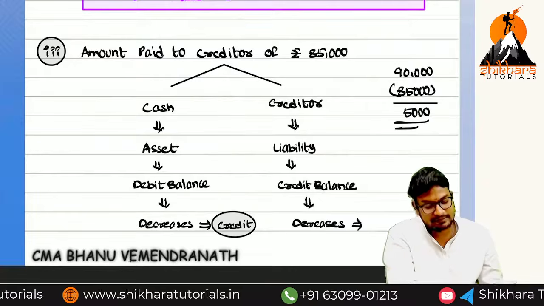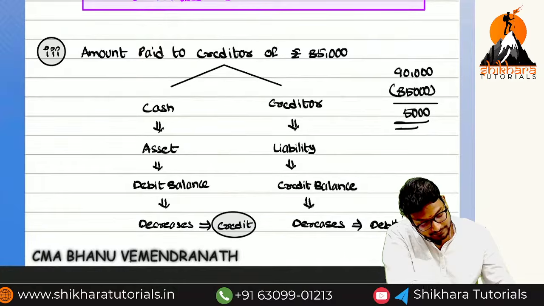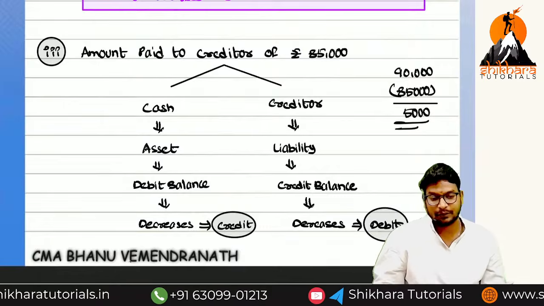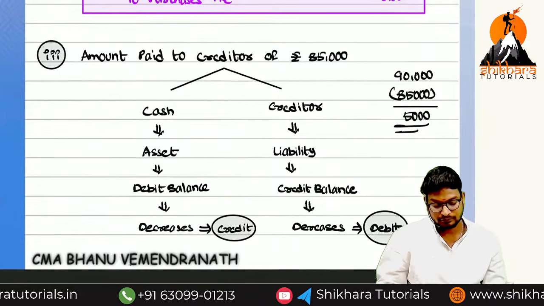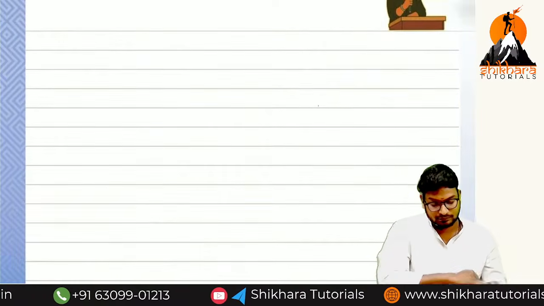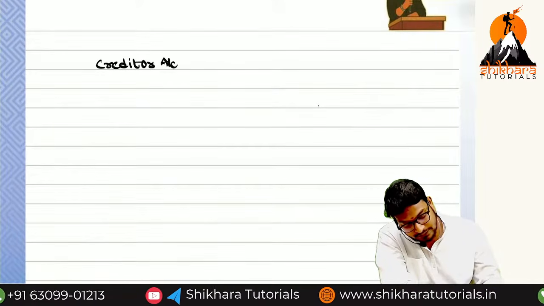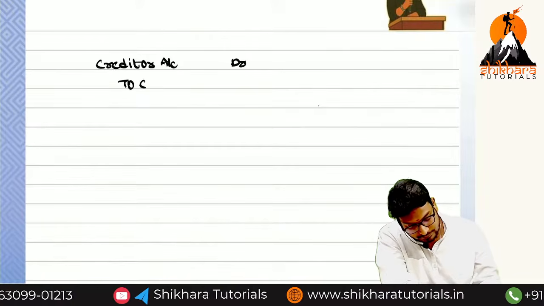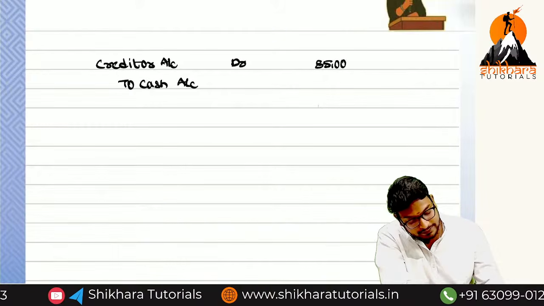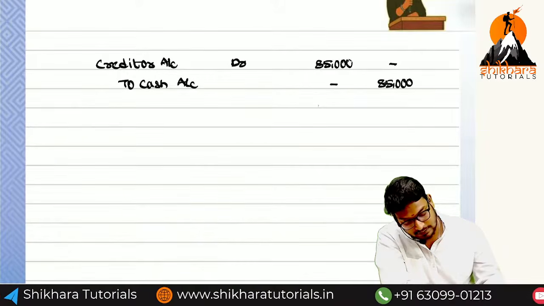If the credit balance decreases, is it the same side as credit or opposite? Opposite. What do we need to do? Debit. Can you see the entry? Creditor account debited to cash account. Completed? So creditor account debited to cash account. What is the amount? 85,000 and 85,000.